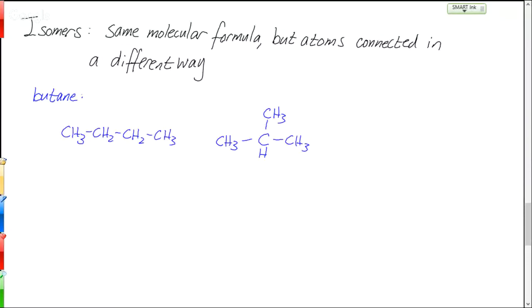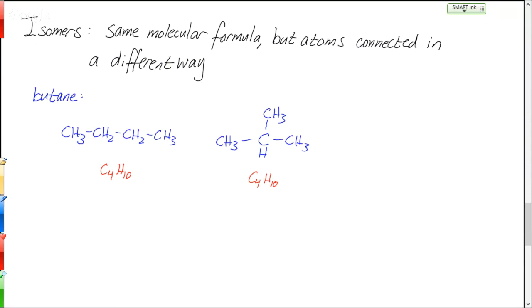Each of those molecules has the formula C4H10, but they are connected in different ways. And this is why the molecular formula is not so useful in organic chemistry, because it doesn't tell us anything about how things are connected. So if we just say C4H10, that doesn't give us enough information to tell us what the overall structure is. We really need a structural formula.